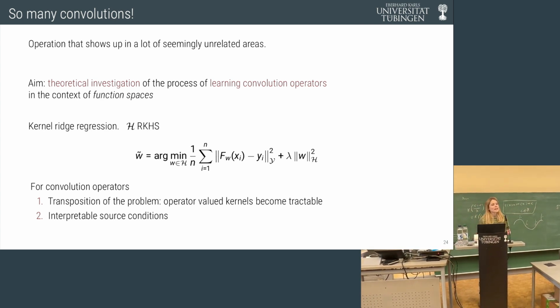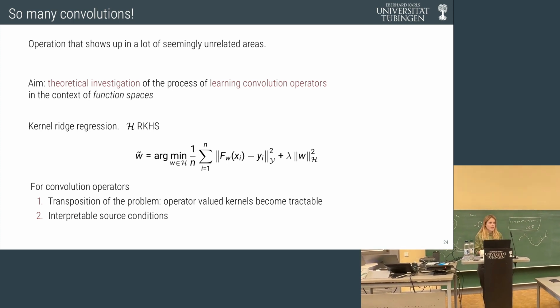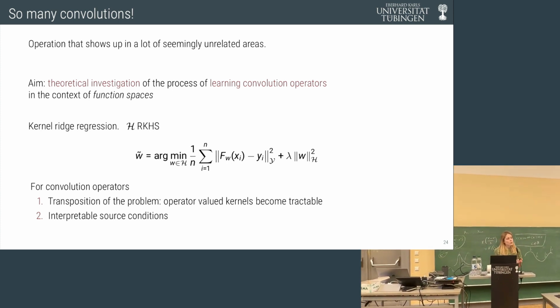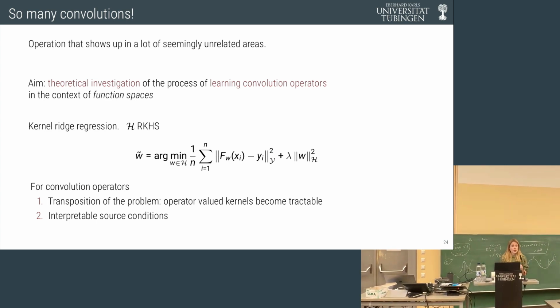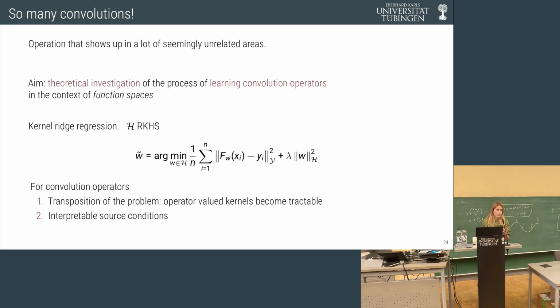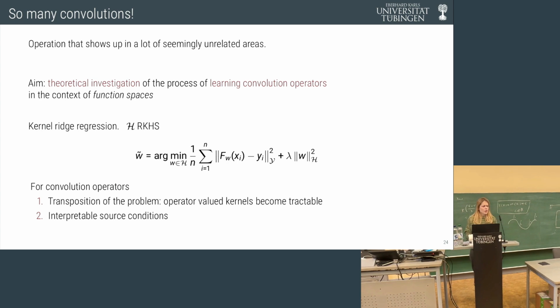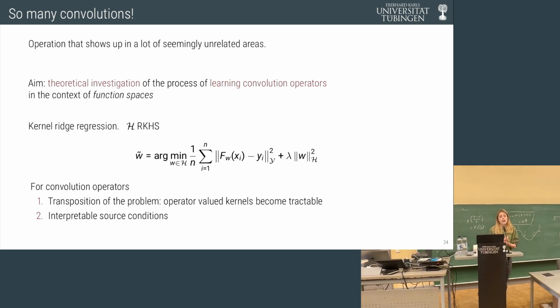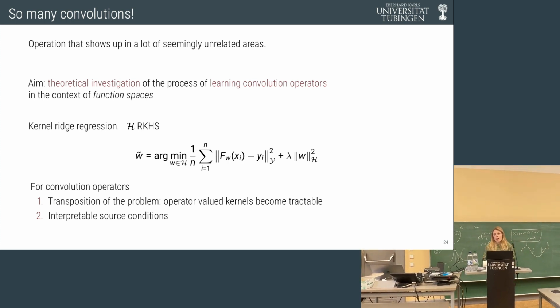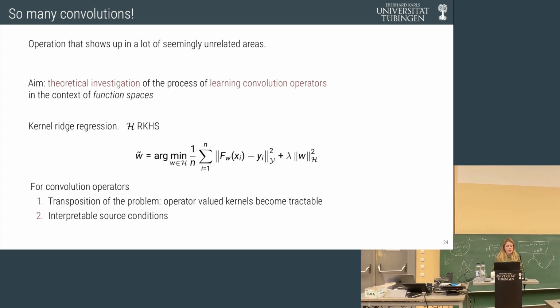And the second one is that when you want to study convergence rates of your approximated operator, what you normally do is assume some source conditions on the true solution. These are normally very abstract and quite difficult to verify. But this is not the case for convolution, where, with some conditions, we can quite easily interpret what they mean.